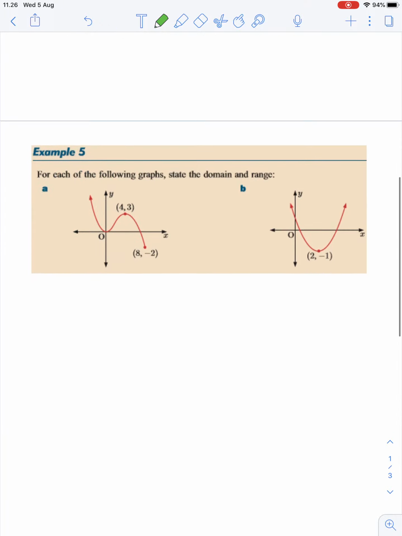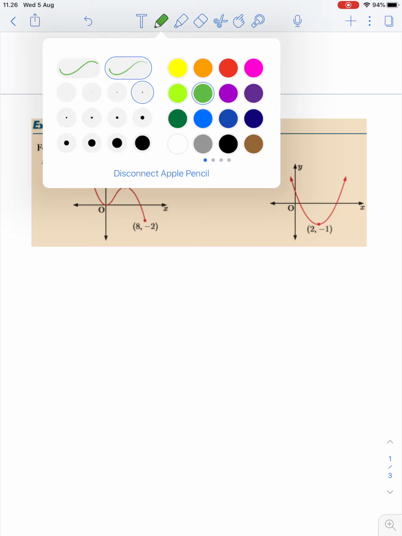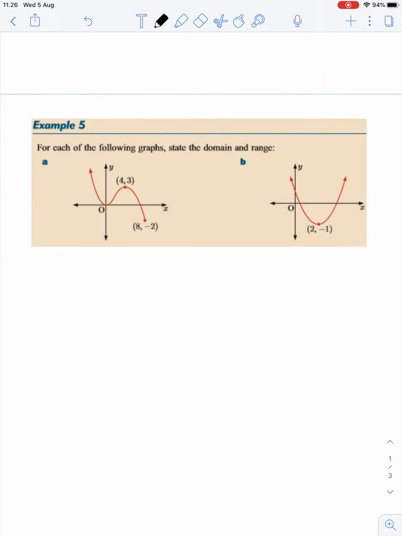Let's move on to example 5. Example 5 is asking us, for each of the graphs, to state the domain and range. Now we're looking at a graph, similar. They're telling us that's the point (4, 3). They're telling us this is the point (8, -2). Notice that this point right here stops. This part right here keeps going on and on forever and ever. That'll affect both our domain and range.